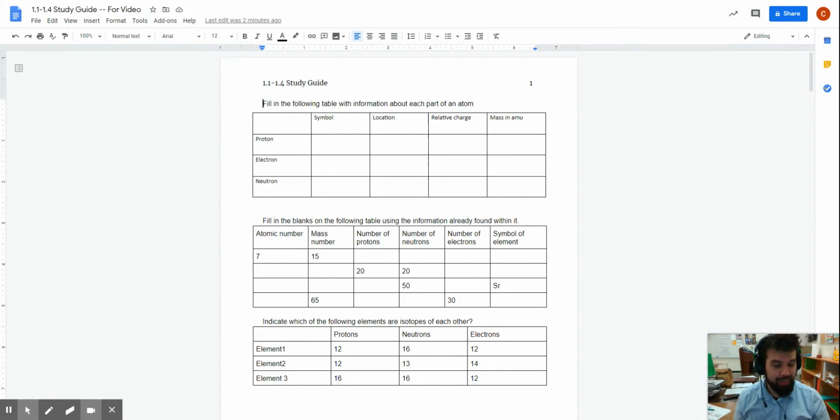Hey guys! So, I figured that before I posted the key for the study guide, I would literally go through the study guide and show you how to do all this stuff on here so that before you take your test, which is tomorrow, you will have the opportunity to see how this stuff is done.